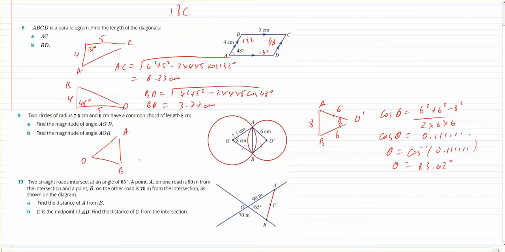AOB, and we know that this is 7.5, and the length here is 8, and that's also 7.5, so we're trying to get this angle. That angle is very similar to calculate. All you need to do is cos theta equals 7.5 squared plus 7.5 squared minus 8 squared divided by 2 times 7.5 times 7.5. Now to get theta, you just go inverse cos of that result. So I'm going to do that on the calculator. We'll see what we get.